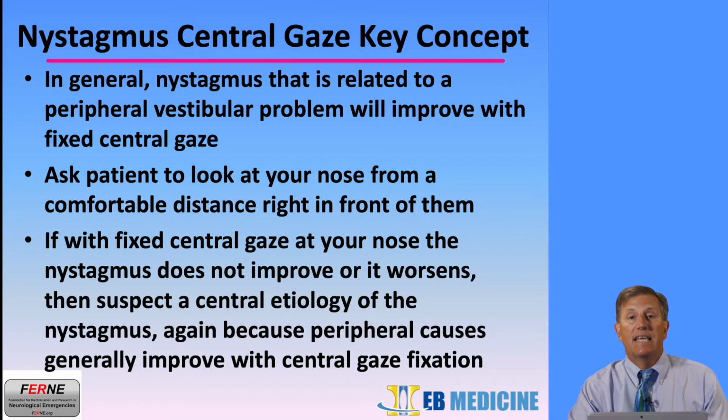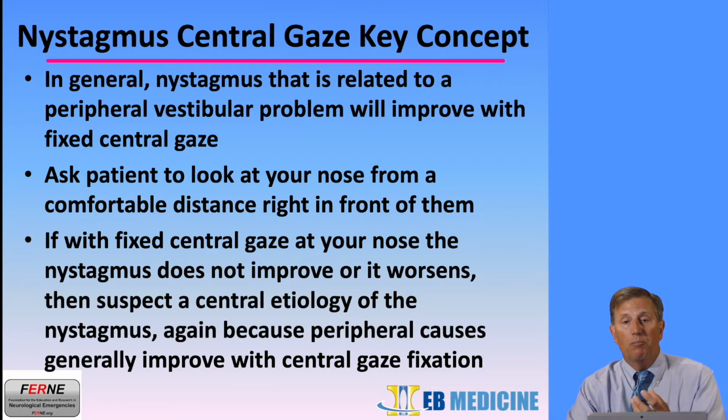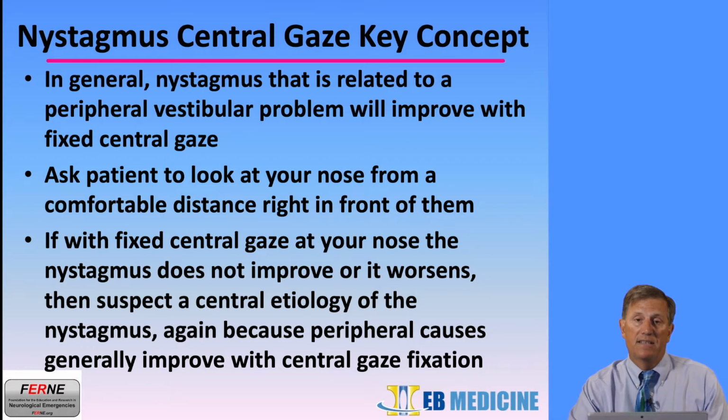So, our central gaze key concept to reiterate. In general, nystagmus that is related to a peripheral vestibular problem will improve with fixed central gaze to your face at a comfortable distance. So you ask the patient to look at your nose from a comfortable distance right in front of them. If with fixed central gaze at your nose, the nystagmus does not improve or worsens, then you should suspect a central etiology of the nystagmus, again, because peripheral causes generally improve with central gaze fixation.